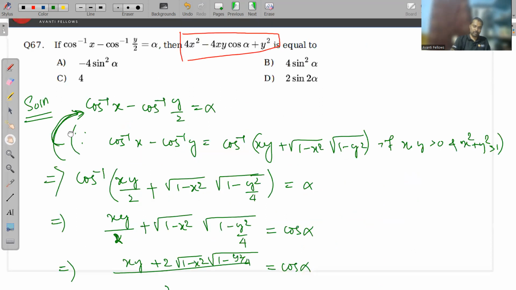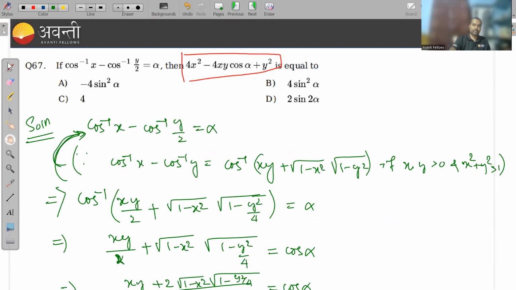Which option is correct? 4 sin square alpha. Option B is correct, right? Option B is correct here. Clear, everyone? Okay, let's move to the next question.